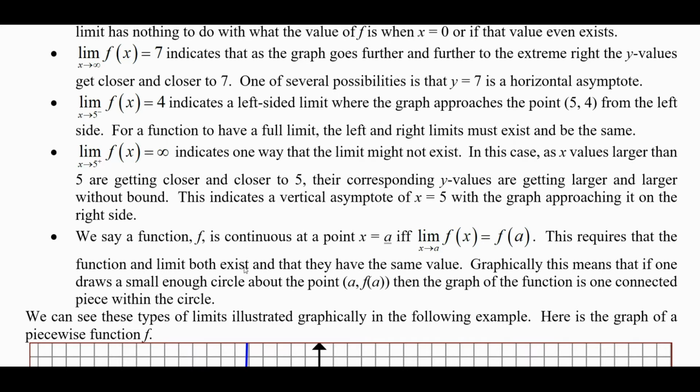Continuity is important. We say that a function f is continuous at a point x equals a if and only if the limit as x approaches a of f of x equals f of a. Notice this requires three things. The function f must exist at a, f of a exists, and the limit must exist, and then those two things must be the same. So graphically, you have the point (a, f of a) on the graph, and if you draw a small enough circle around that point, then all of the graph is one connected piece in that circle.